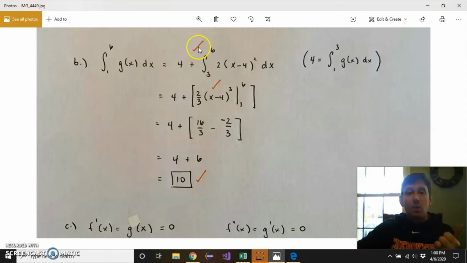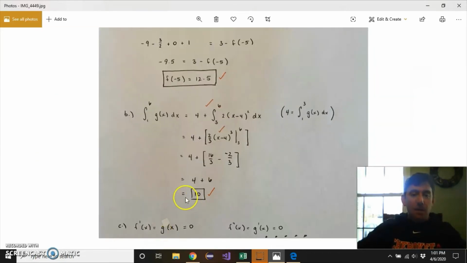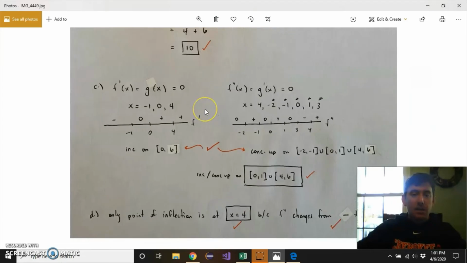So 3 points. 1 for splitting up your big integral into 2 sub-integrals. Another point for successfully integrating this part of g of x and getting this expression. And your third point for getting an actual answer of 10. Okay. Part C.